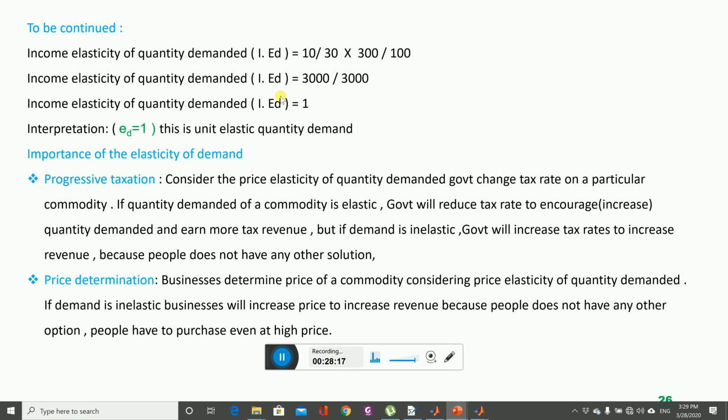When we calculate, the elasticity of demand is 1. So this is actually unit elastic demand. It means the percentage change in quantity demand is exactly equal to the percentage change in price.